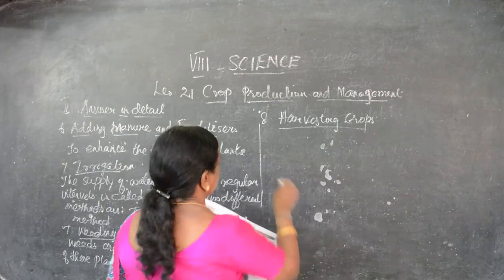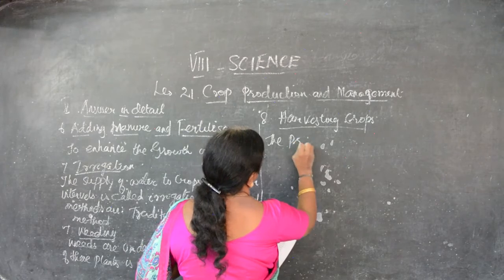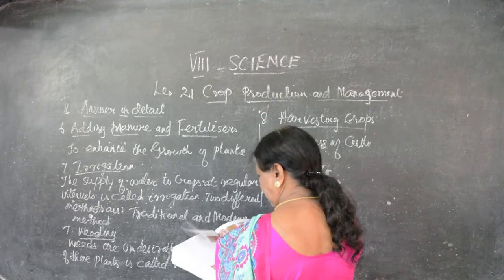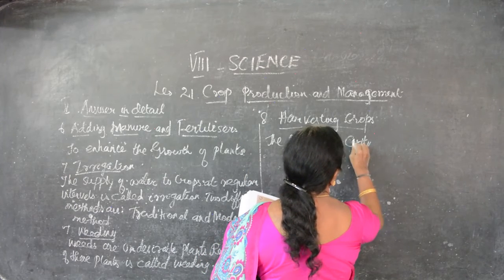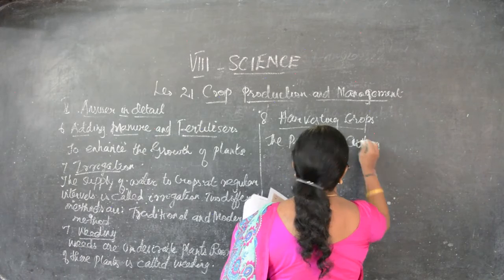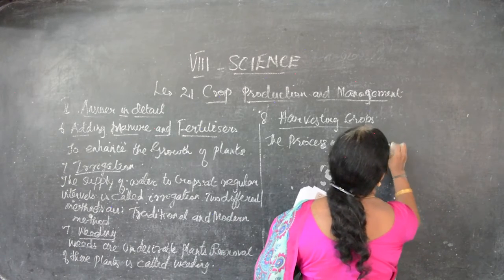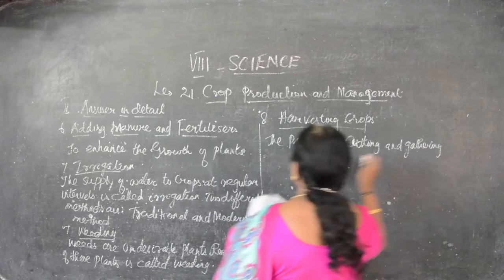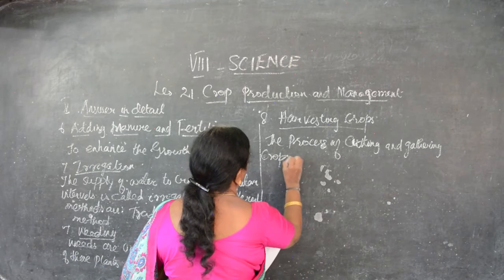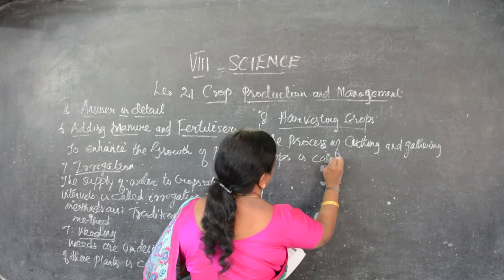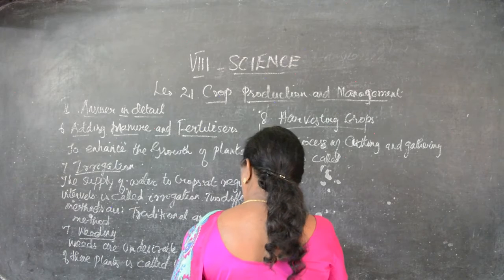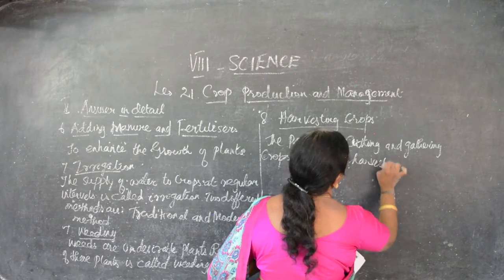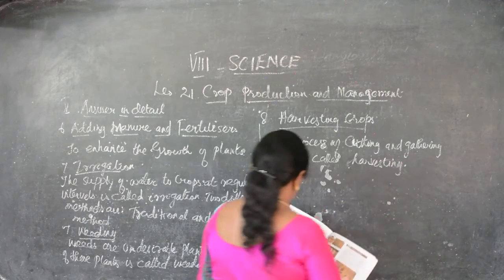Harvesting, the process of cutting, C-U-T-T-I-N-G, the process of cutting and gathering crops is called harvesting. H-A-R-V-E-S-T-I-N-G, harvesting.